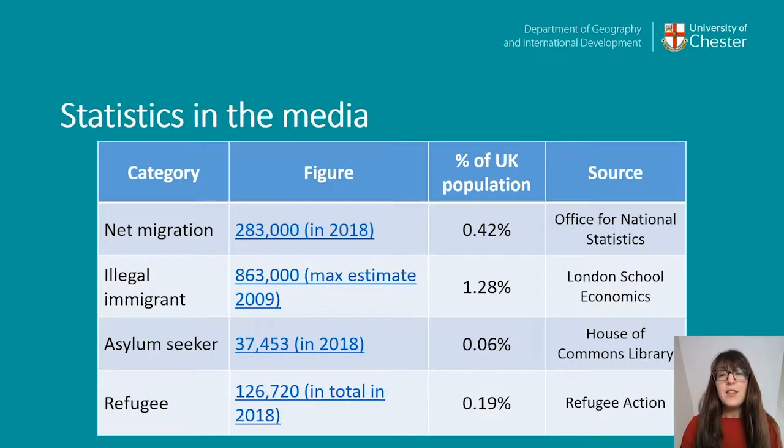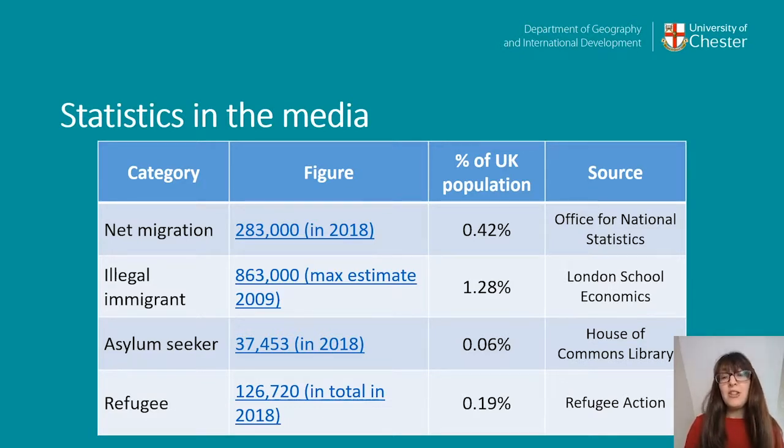So these are the official statistics in the media about these different groups. So net migration, so that's the balance between those people leaving the country and the people coming into the country, accounts for about 0.42% of the population. You might be surprised by that given the amount of press coverage that is given to migration overall in the UK. But these are the official statistics and shows just how small an amount of people we're actually talking about in relation to the population.